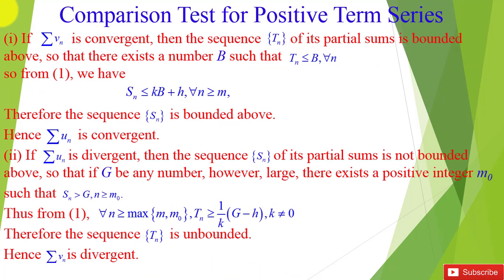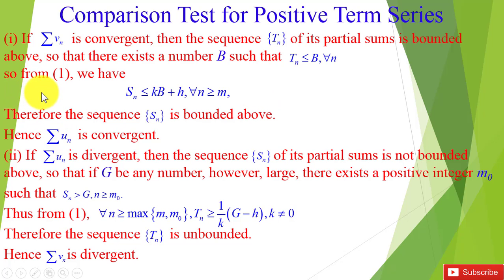Now, first part: if sigma vn is convergent, then the sequence Tn of its partial sums is bounded above, so that there exists a number b such that Tn is less than or equal to b for all n, because Tn is bounded above. So Tn is bounded above by this quantity b.